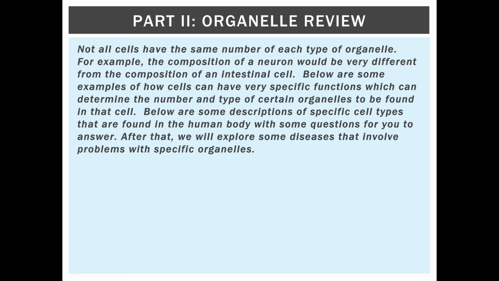Below are some descriptions of specific cell types that are found in the human body with some questions for you to answer. After that, we will explore some diseases that involve problems with specific organelles. So this kind of goes to a couple of your learning objectives, including being able to know how the type of organelle abundance might change from one cell type to another.